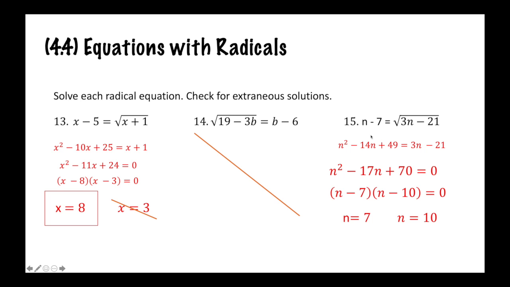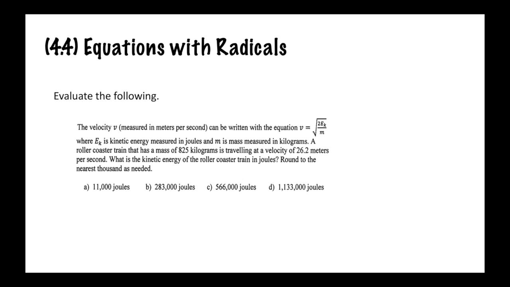When I plug 7 in here, 7 minus 7 is 0. And then on this side, I would get 21 minus 21, which is 0, and that's the square root of 0, and that will be equal to 0, so 7 works. And then with 10, I'd have 10 minus 7, so that's 3. And on this side, I've got 3 times 10, so 30 minus 21, which is 9, and that's going to be the square root of 9, which is 3. So in both cases, I did get a true solution.